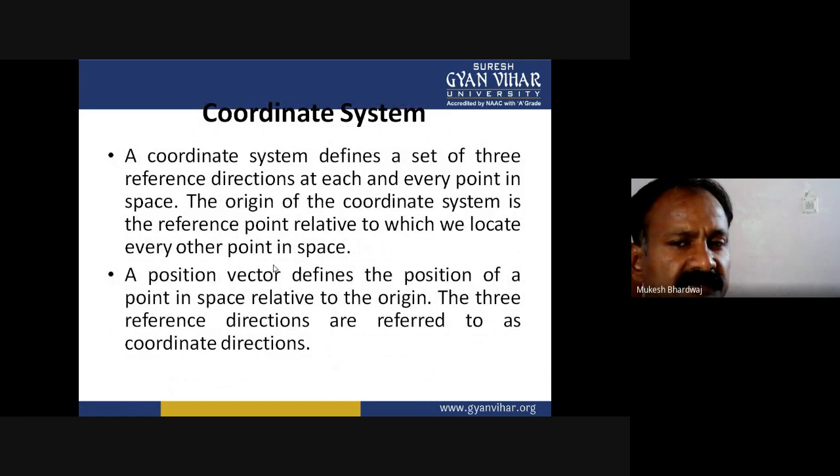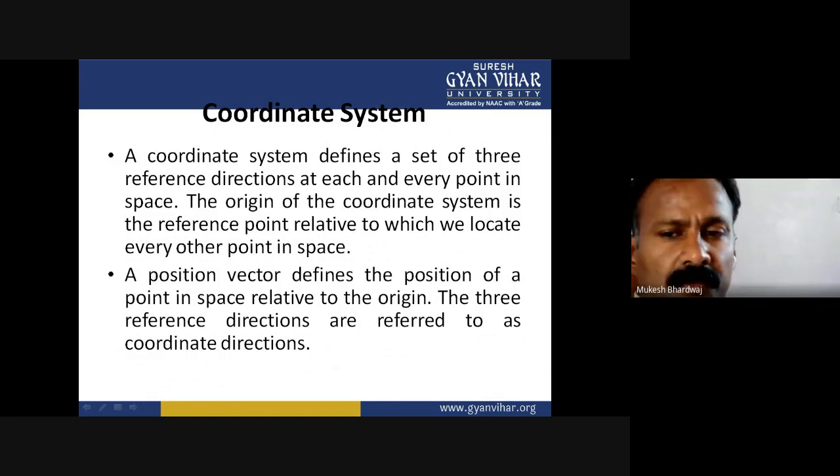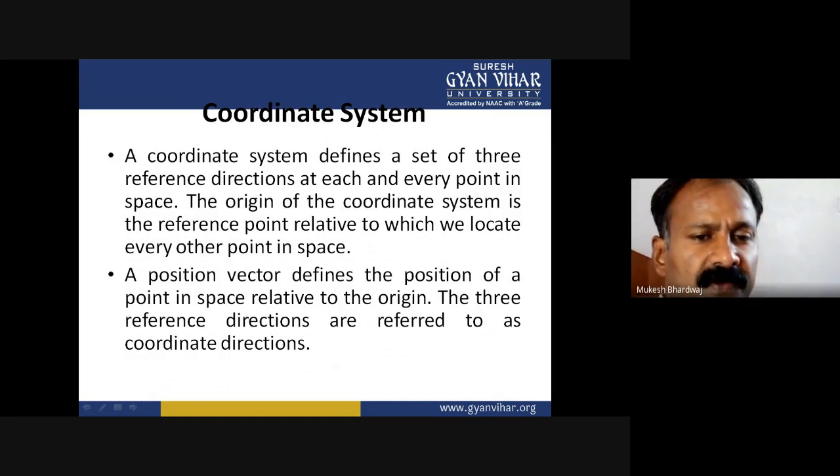A coordinate system defines a set of three reference directions at each and every point in space. The origin of the coordinate system is the reference point relative to which we locate every other point in space. A position vector defines the position of a point in space relative to the origin.